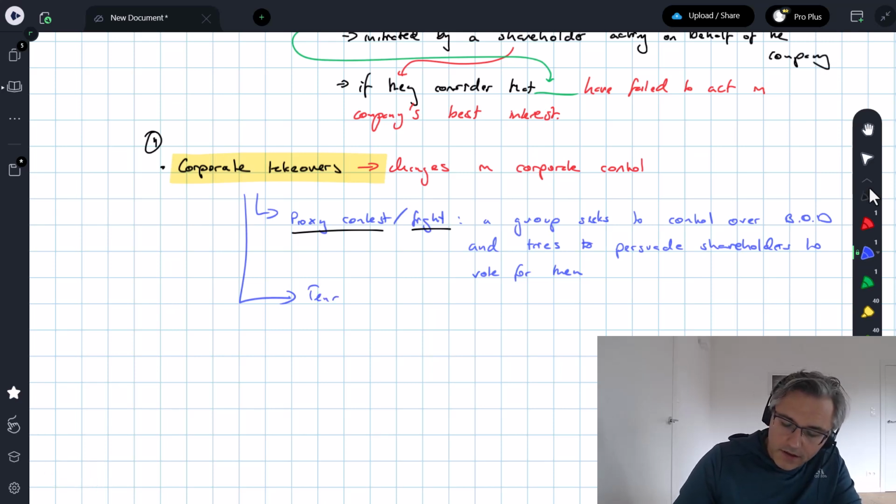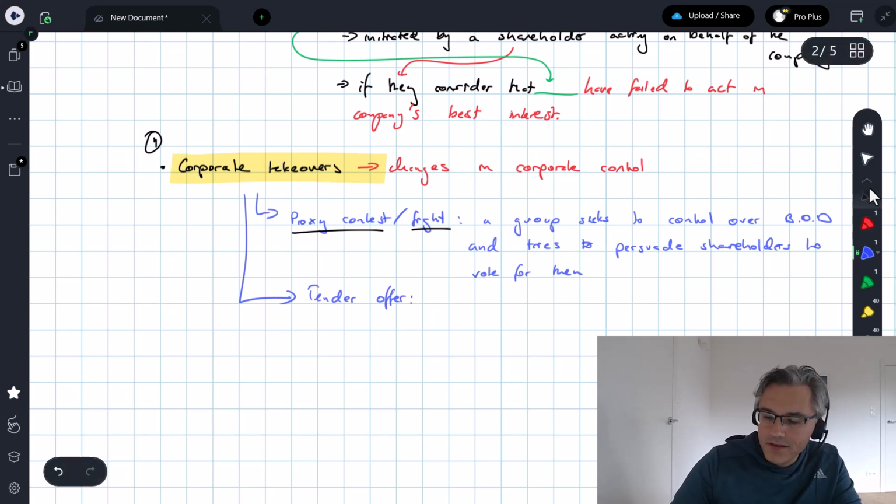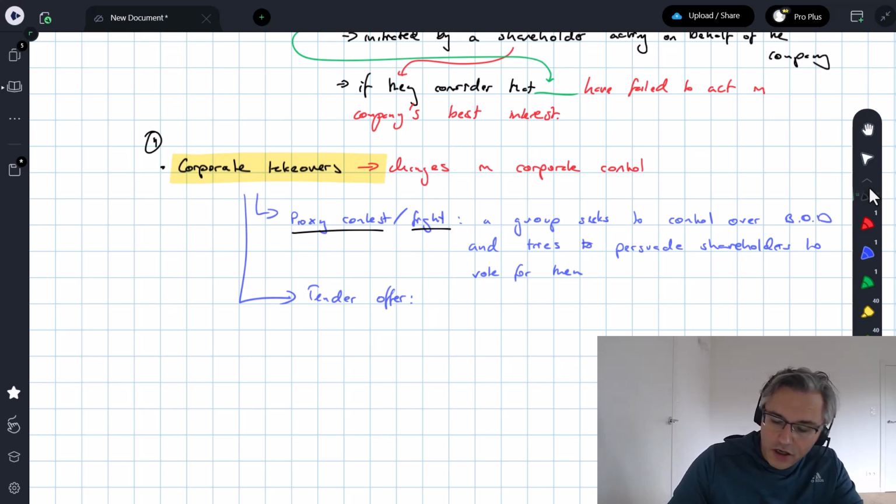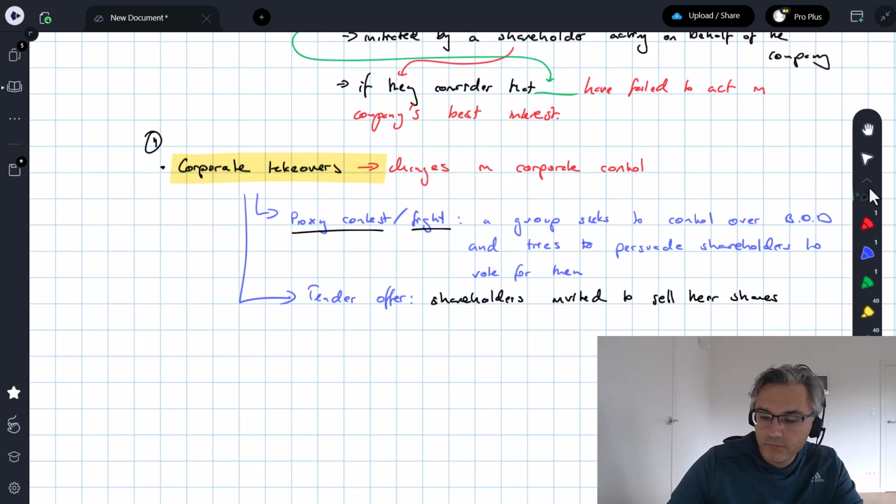Another one is a tender offer. This is where instead of trying to persuade others to vote for you, you actually try to persuade other shareholders to sell you their shares. So shareholders are invited to sell their shares to a group which is seeking to gain control.